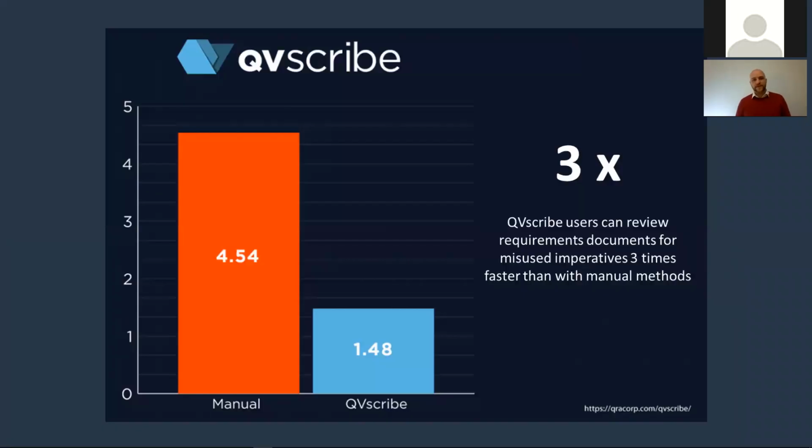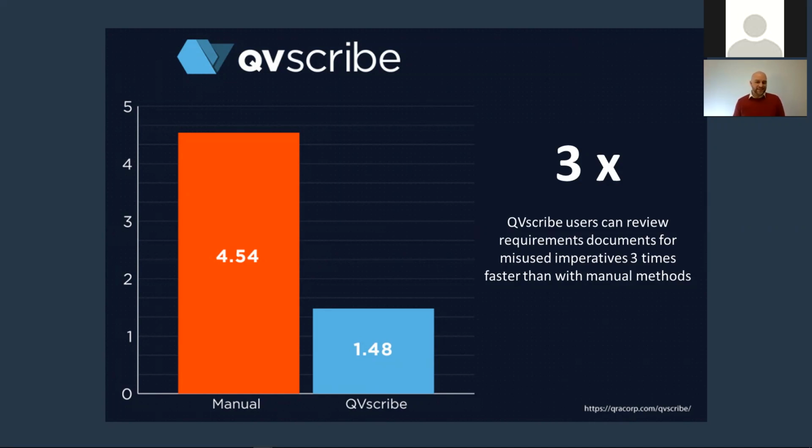So a couple of metrics, with some testing that's been done, this is in hours to complete a document. You can actually see that users can review the requirements documents for misused imperatives 3 times faster than with manual methods. So some of our customers do outsource this type of work. They'll take existing specifications or existing requirements documents that they have, send them out to an outside company, and just tell them, check for the use of shall, and they'll go through and do this manually.